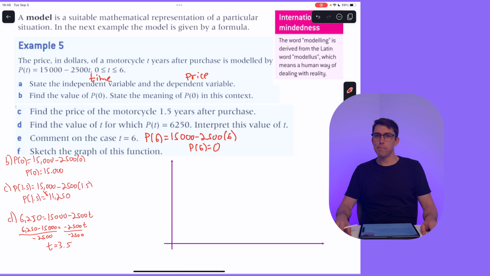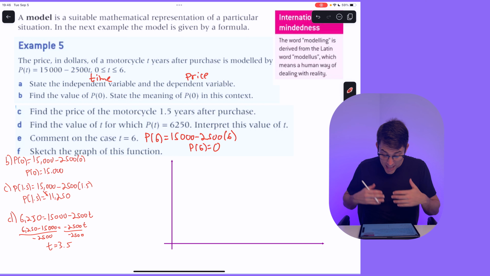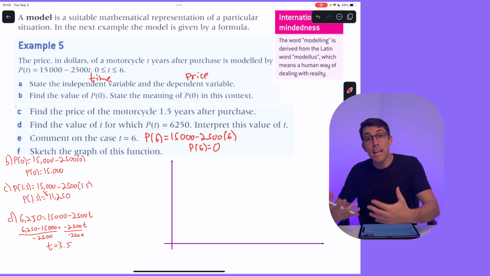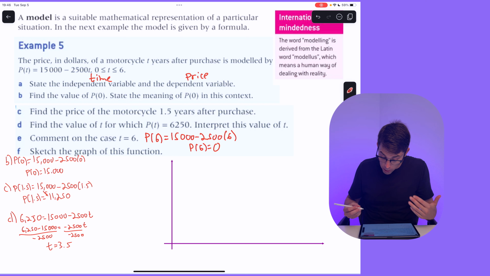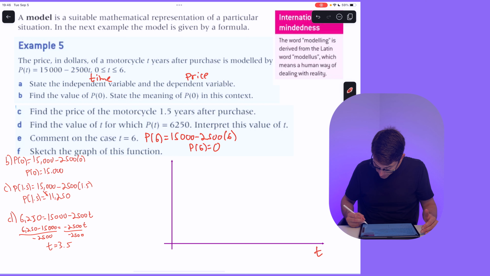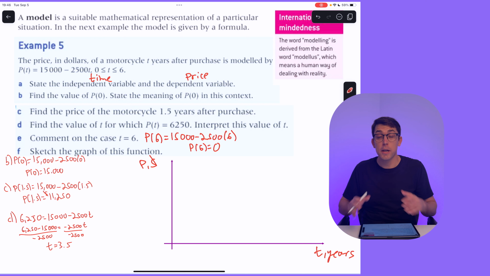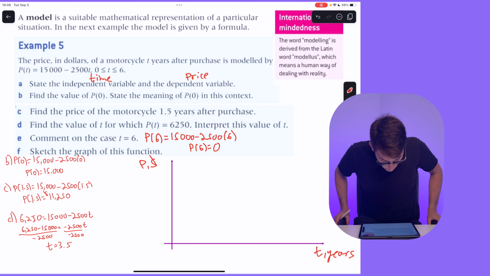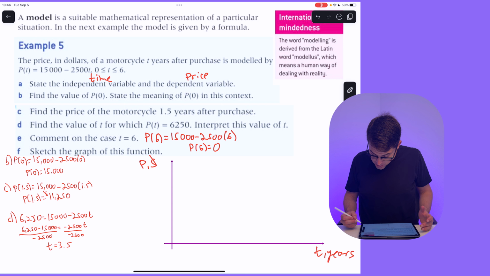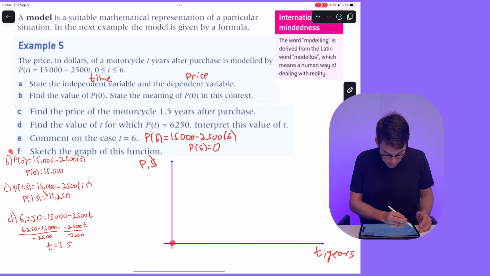Sorry about that. Bummer. So let's go ahead and sketch the graph of this function. One of the easiest ways to do it is by looking at the answers that we have. Because independent is what we're putting into the function, that's going to be our x-axis, which in this case is going to be time in years. And up here, we're going to have price in terms of dollars, because price is our output, our y, and our input is time, t.